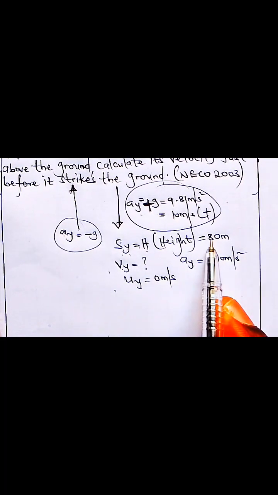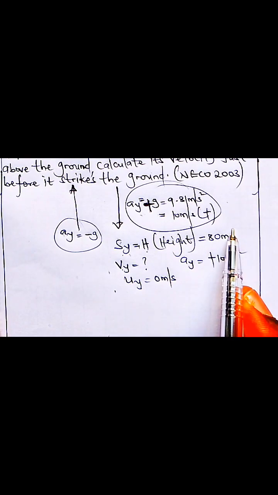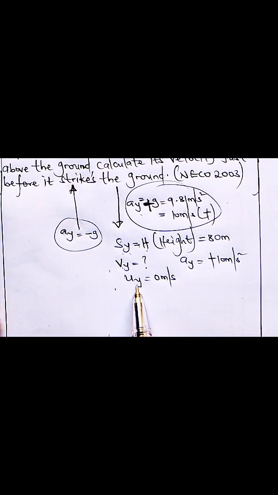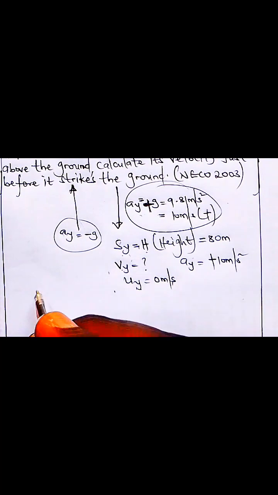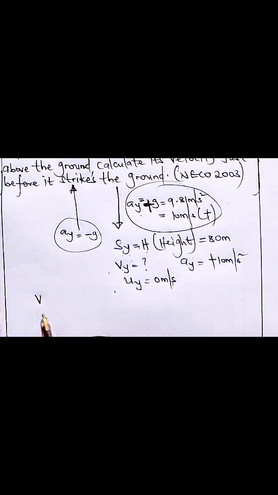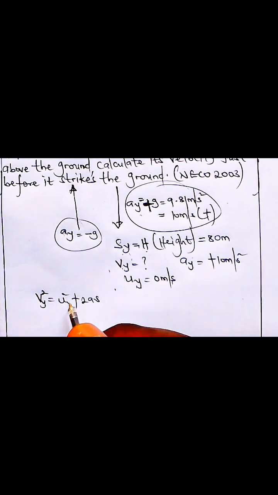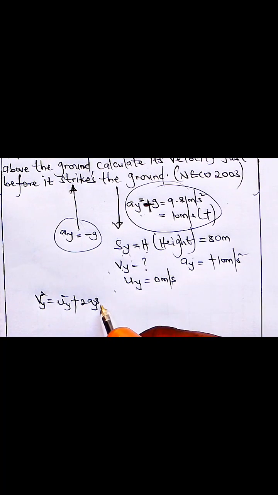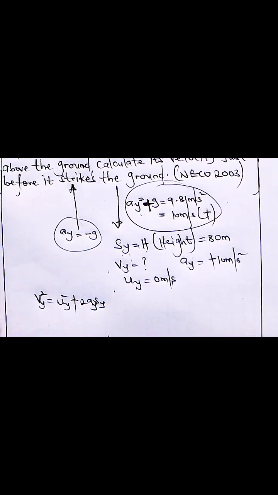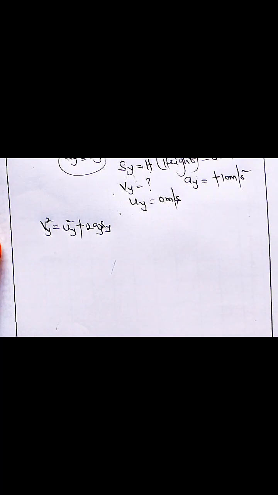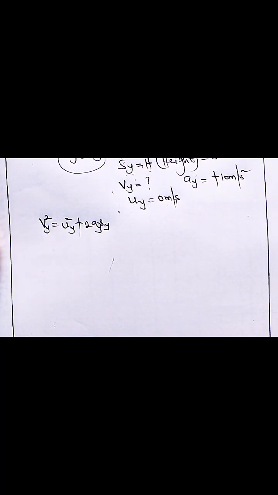We have our distance already stated, 80 meter. We have our initial velocity as 0 meter per second because the object was dropped from rest. So we're going to use V squared equals U squared plus 2AS. Now this V is along the y-axis, U along the y-axis, acceleration along the y-axis, and distance also along the y-axis. So distance along the y-axis is known as height.